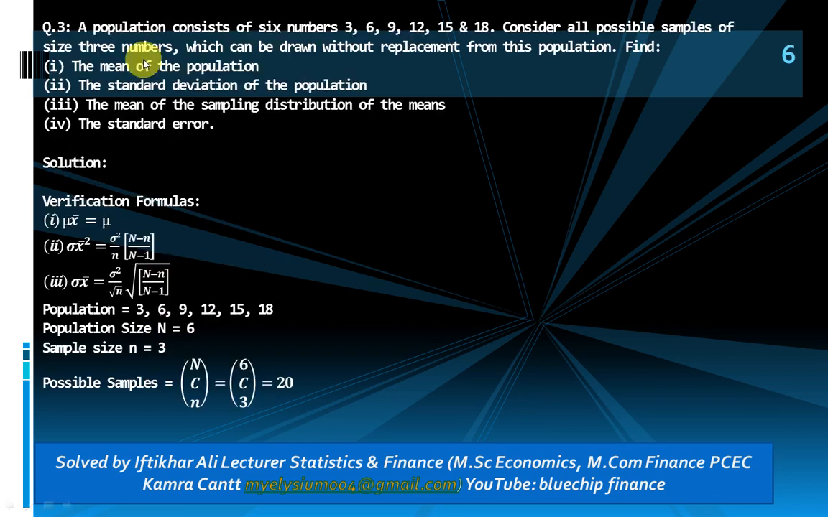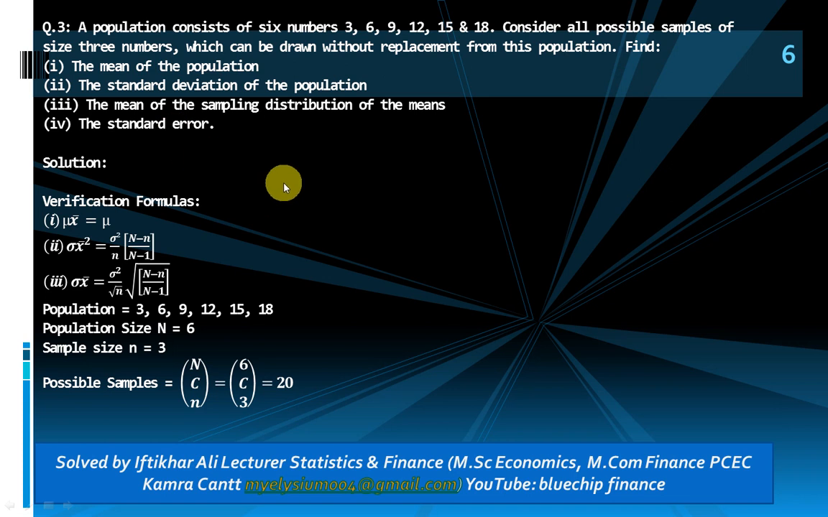Question number 3, I think it is about sampling. A population consists of 6 numbers: 3, 6, 9, 12, 15 and 18. Consider all possible samples of size 3 which can be drawn without replacement from this population. Find the mean of the population, the standard deviation of the population, the mean of the sampling distribution of the means, and the standard error, etc.